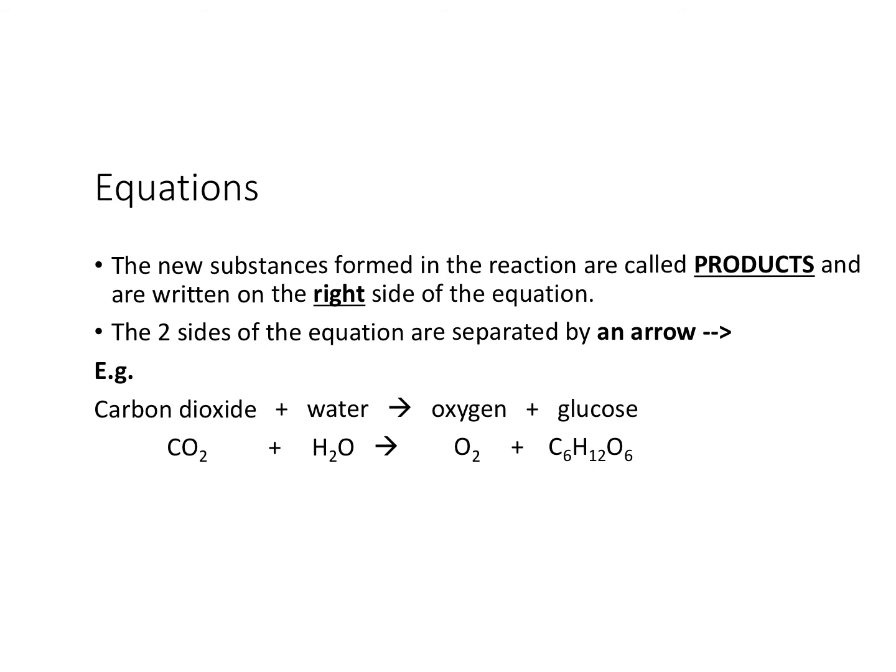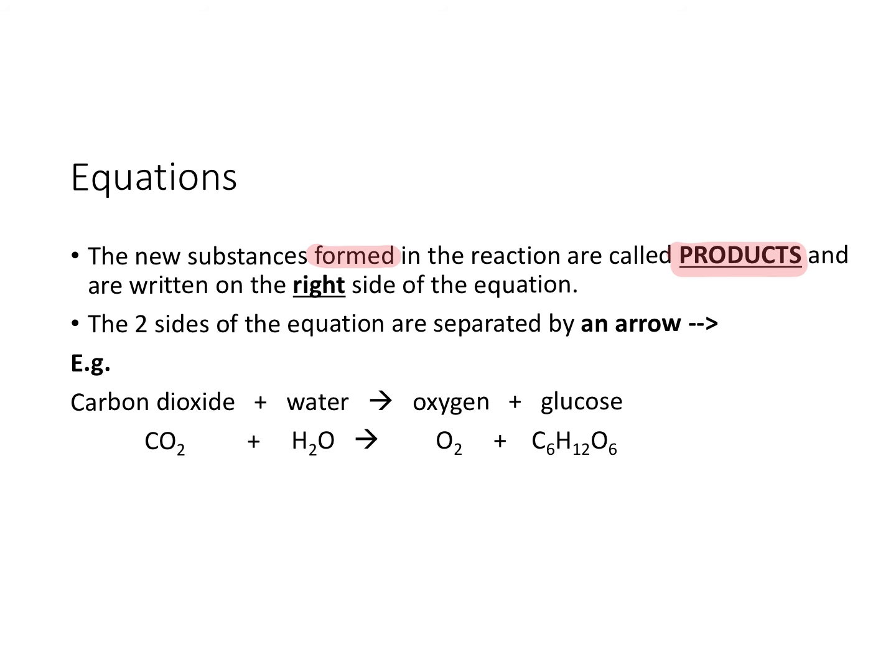On the right-hand side, we have products. And so products are the things that are formed from the reactants. And the products are always written on the right-hand side of the equation. These 2 sides are going to be separated by an arrow. And what this arrow says is that the reactants are going towards the products. So they are creating the products.